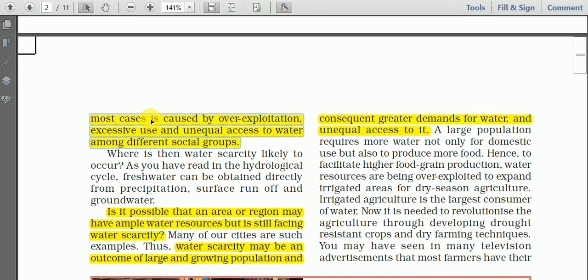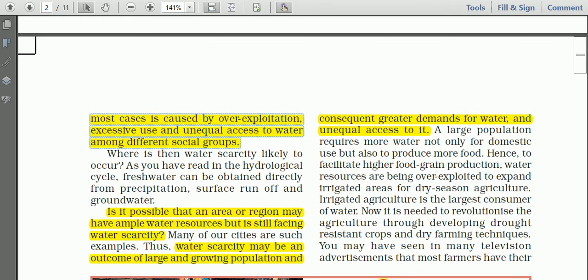And another important cause of this water scarcity is overexploitation. Overexploitation means overuse of water resources. In other words, we can say excessive use of water. That means we are not using water wisely. And the last one, unequal access to water among different social groups.